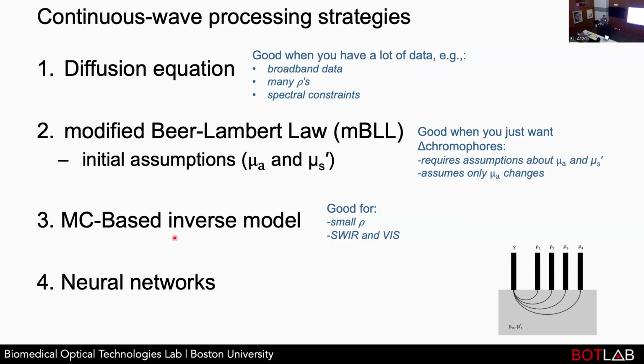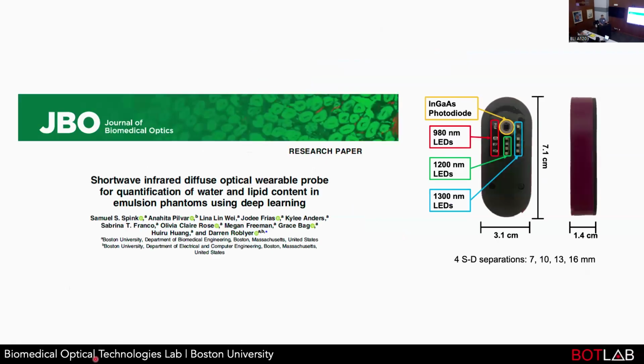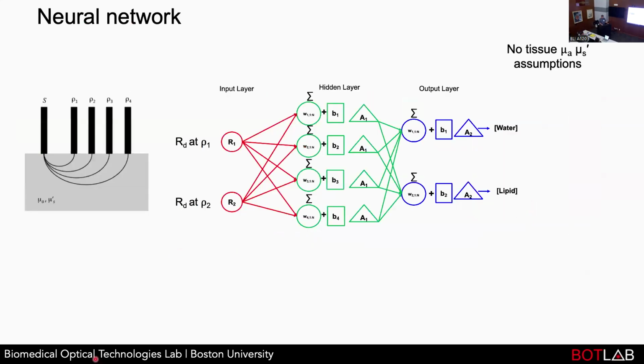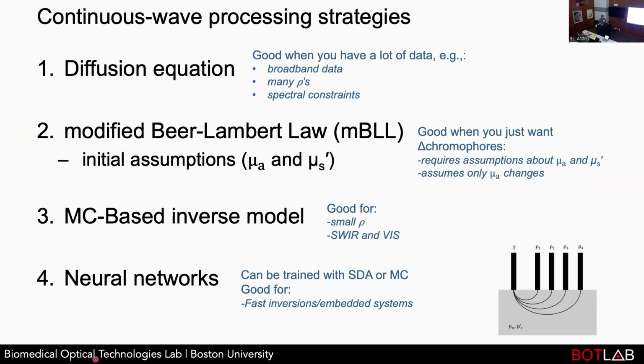And then the last one is related to neural networks. It's really dependent on the other. You can train a neural network based on simulations from diffusion approximation or Monte Carlo, but a deep neural network, for example, gives you a very compact, very fast solution that you could put, say, in an embedded system like a wearable. And I was going to show you an example from my lab for this little SWIR wearable probe. If you're interested in learning more about it, I'll talk a bit more about it tomorrow, but I'm going to skip through it to get to the spatial frequency domain imaging.